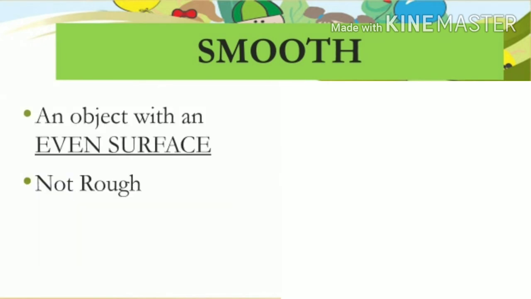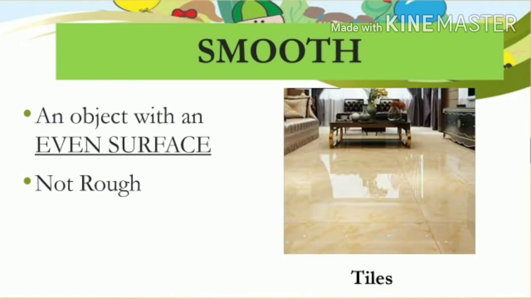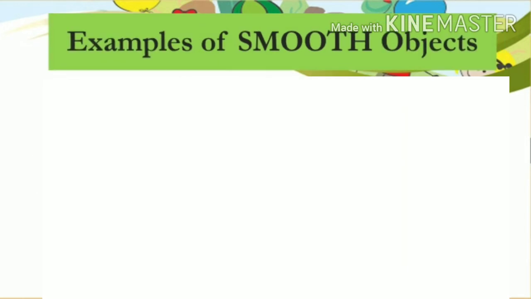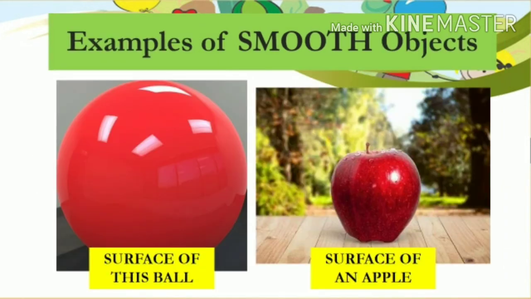Another property of matter is smooth. Smooth objects are objects with an even surface. Smooth objects are the opposite of rough objects. An example of smooth objects are tiles. Other examples are the surface of this ball, the surface of an apple, and more.